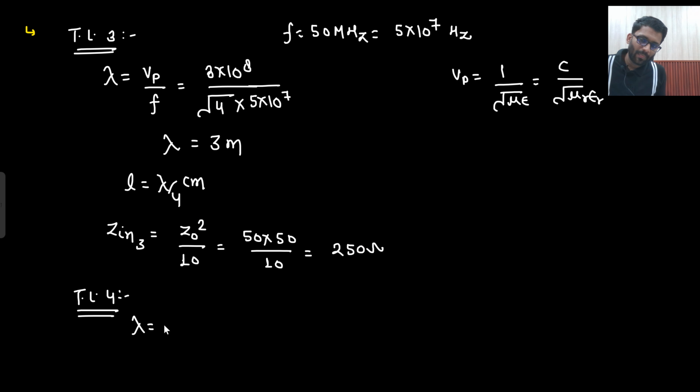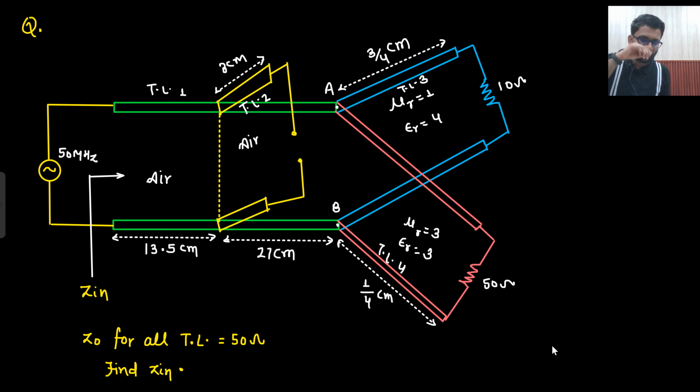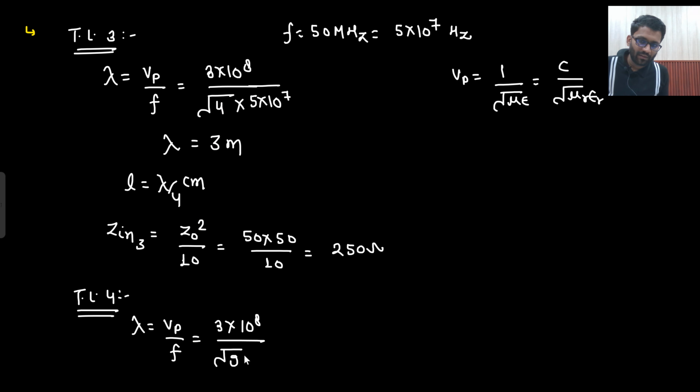So what will be my lambda now? Lambda will be again the same formula, Vp by F. Vp will be 3 into 10 to the power 8 divided by under root mu r epsilon r. What would that be? 3 into 3, that would be 9. And divided by F. F is 5 into 10 to the power 7. So what are you getting? Lambda you are getting 2 meter. Again let me check. This was 2, this is 3. So 1.5 times of that, that would be 2 meter only. Lambda is 2 meter.